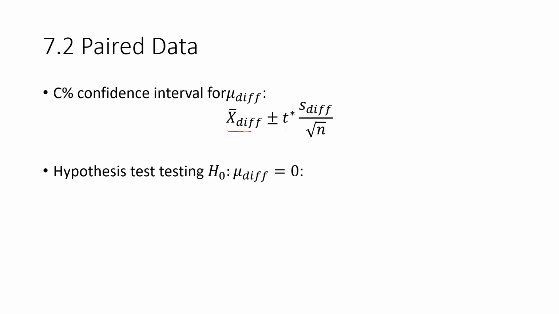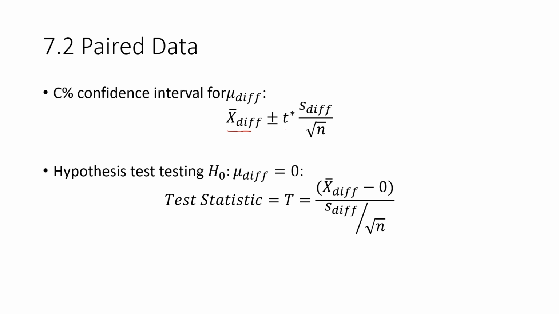In hypothesis testing, if our null hypothesis is that the mean difference is equal to 0, then our test statistic, t, is the mean difference in the sample, x bar sub diff, minus the hypothesized value of 0, divided by the standard deviation of the differences over the square root of the number of differences calculated. And the degrees of freedom are n minus 1, just as they would be for a single mean.